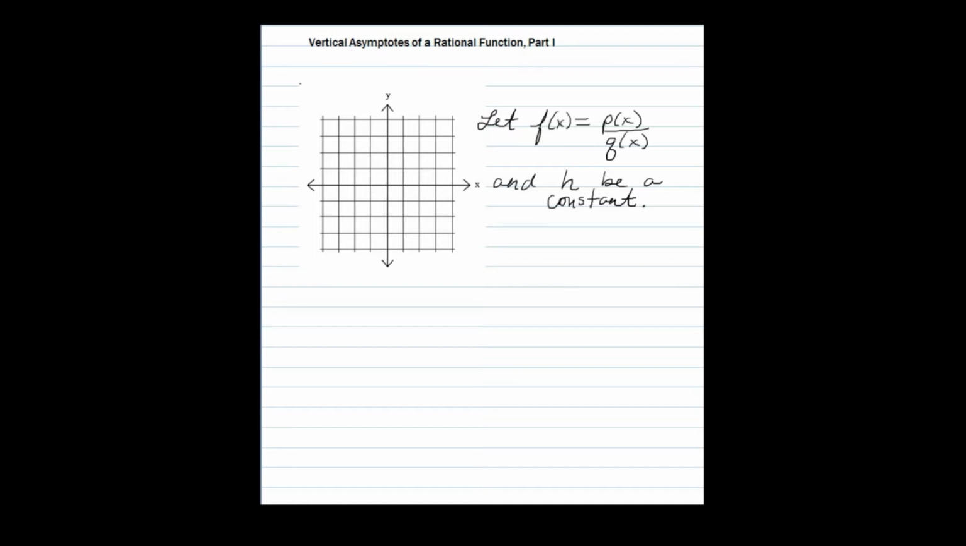And let's let h be a constant. Okay, first of all, let's see what that means graphically. For the sake of this illustration, let's let h be equal to 2. Okay? So what would a vertical asymptote look like? Well, we're going to draw it as a dotted line here at x equals 2.